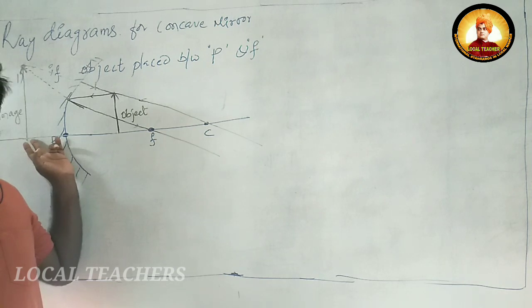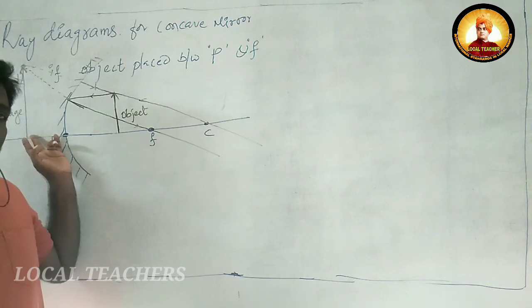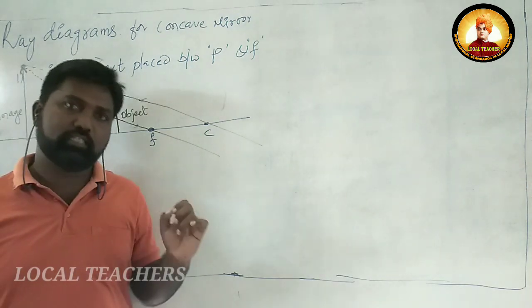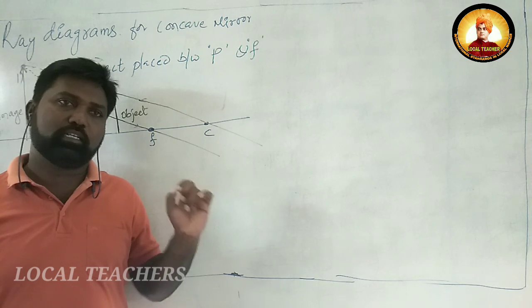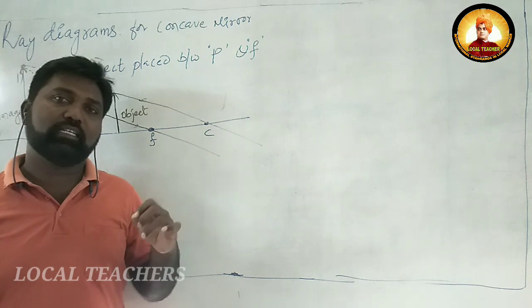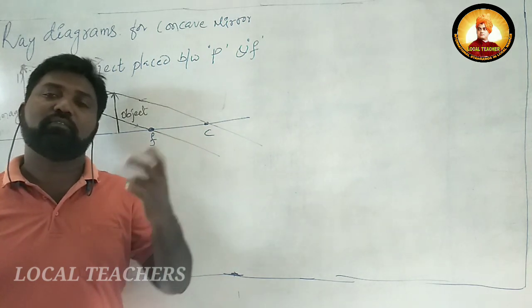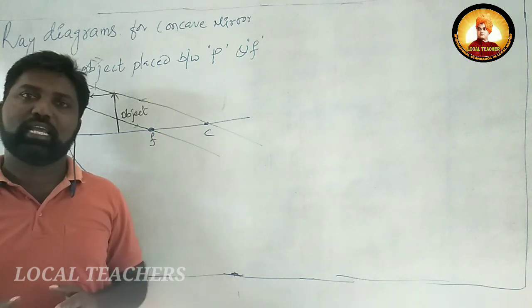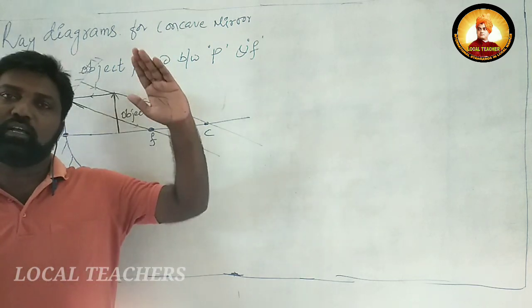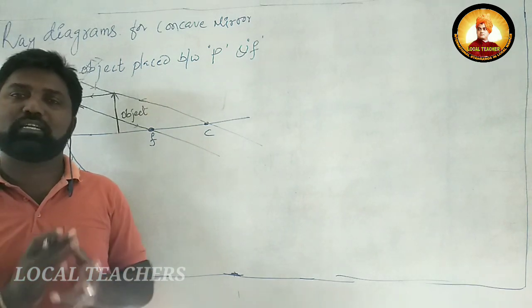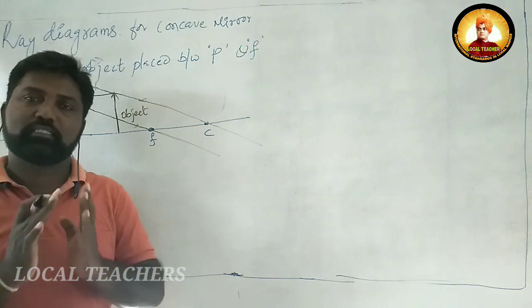Why? Because the image forms behind the mirror where the reflected rays appear to meet. If we observe the image, it is formed behind the mirror, and it is enlarged, erect, and virtual. Enlarged means the size is increased, erect means it is above the principal axis, and virtual means it cannot be caught on a screen.